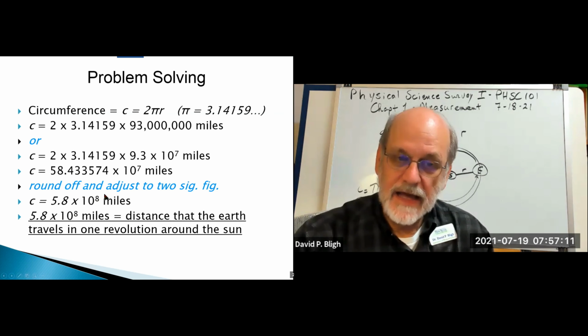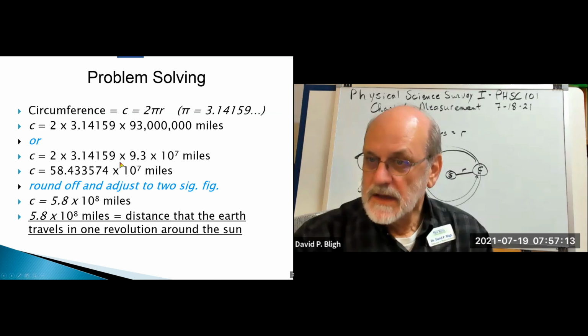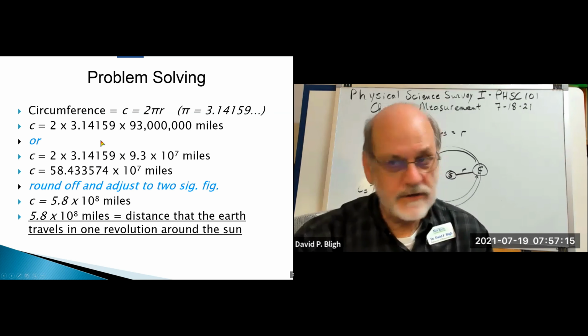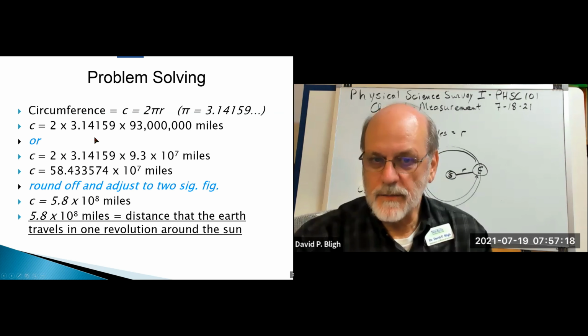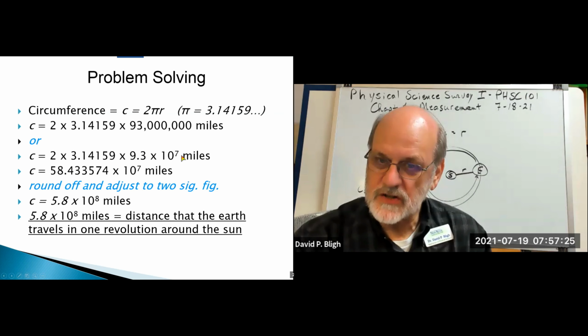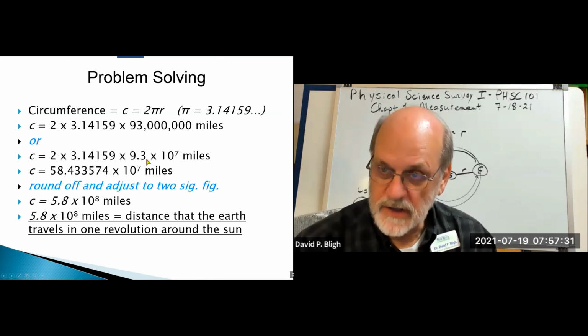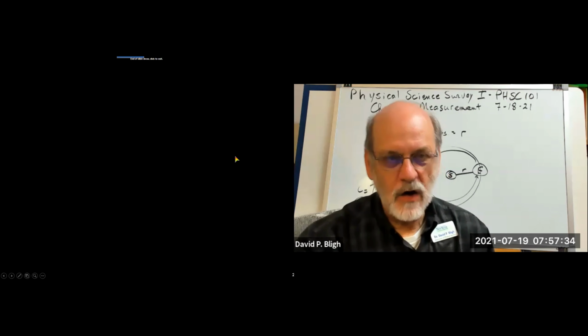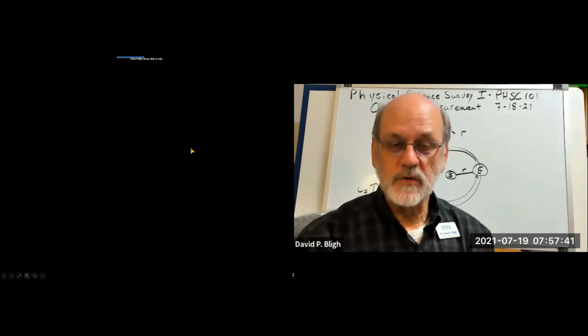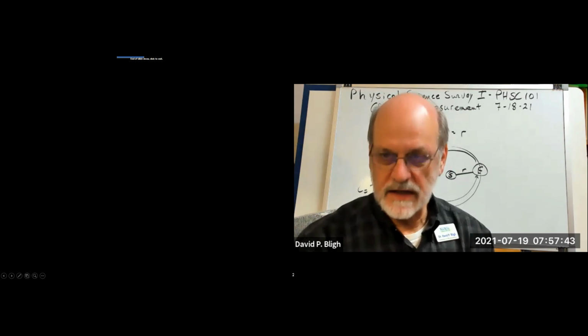All right. And notice that pi is an exact number. It does not limit the number of significant figures. 2 is a constant. It doesn't limit them either. The only one that limits the significant figures in your answer for this multiplication is 93 million miles. Okay, that's it for chapter 1. And the rest of the chapters will be presented in a similar fashion.